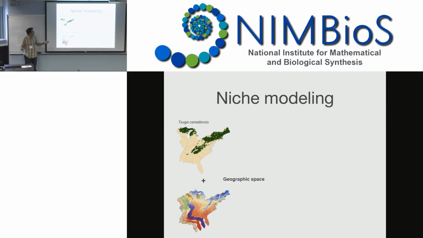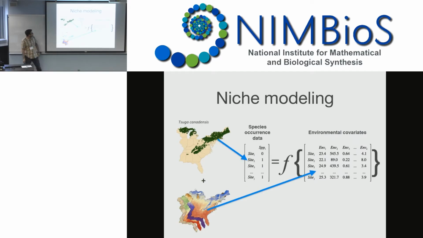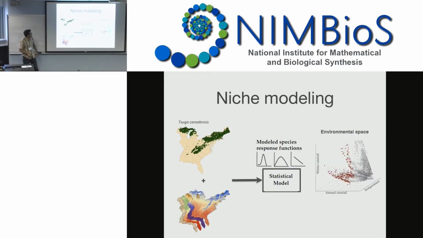And so the process overall is, we start with some occurrence data. This is our friend eastern hemlock. And we have some predictor variables. These are both in geographic space. Those are our inputs. And we want to model the species occurrence data as a function of these environmental covariates. Lots of ways to do that. And so these are our modeled response functions. So we fit a statistical model using these two data types. And again, there's probably a dozen or more different ways that people actually do this statistical modeling.